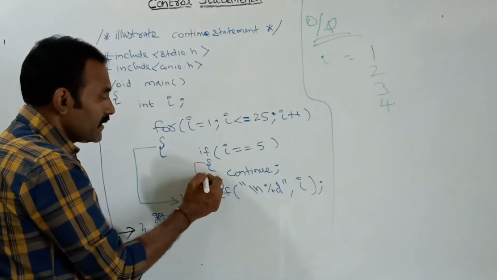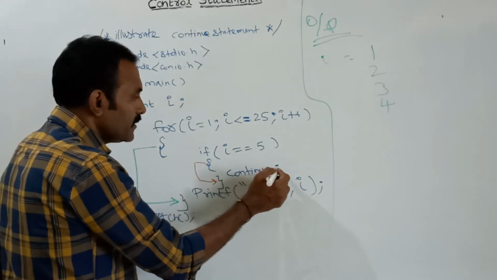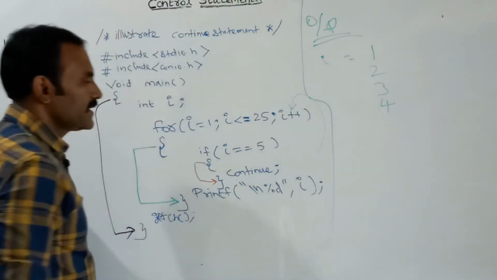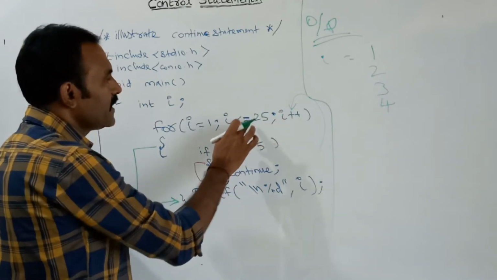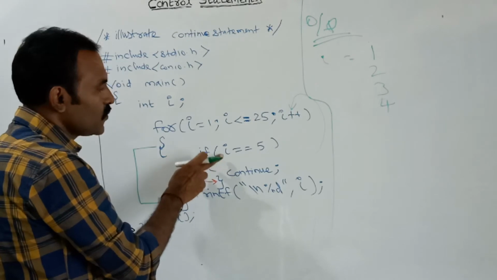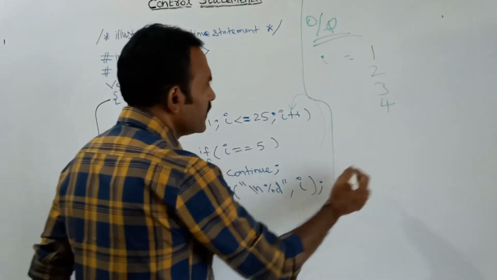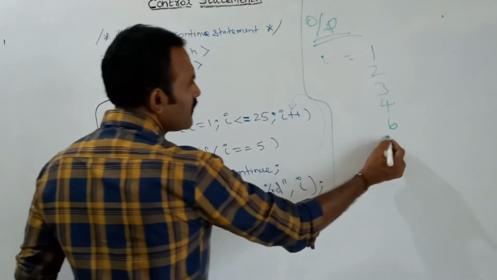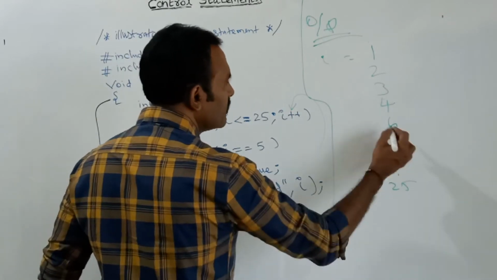Once the controller sees the continue statement, immediately it will jump to the next iteration. So what is the next iteration? The incremented next value is 6. Here it will check whether I is equal to 6. No, I is not equal to 6, so it will come and print the value of I. Now what is the value of I? I is 6. Next, each and every time up to 7, 8, 9, 10, etc., up to 25 it will print.